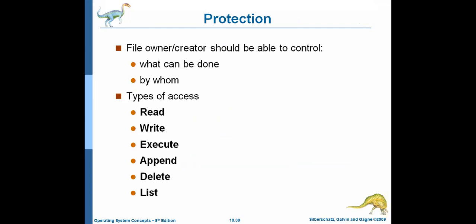And coming to file protection, as I told you earlier, when the file is shared among multiple users, there is a chance of misusing the file. In order to avoid that, we need to protect the file from unauthorized access as well as misuse. So how can we protect the file? The file has an owner. The owner means the creator, who creates the file, can control the file access. There are different types of file access control mechanisms. We can control read, write, execute, append, delete, and list. All these things we can control.